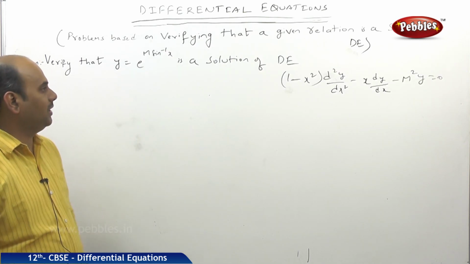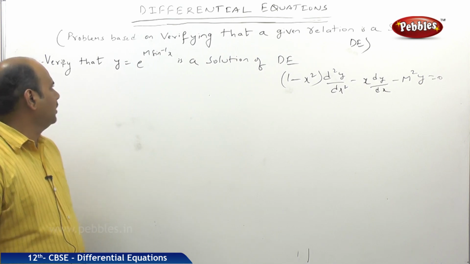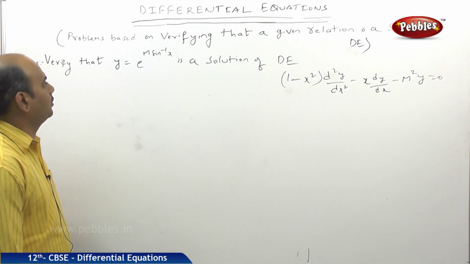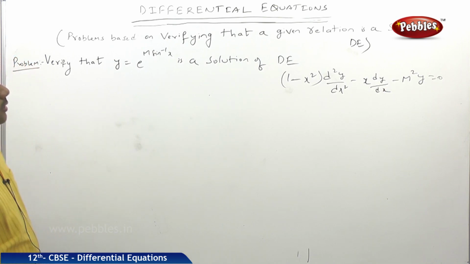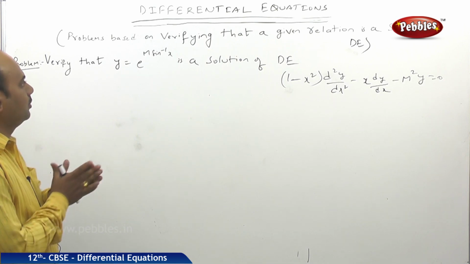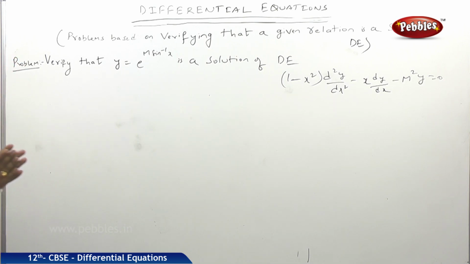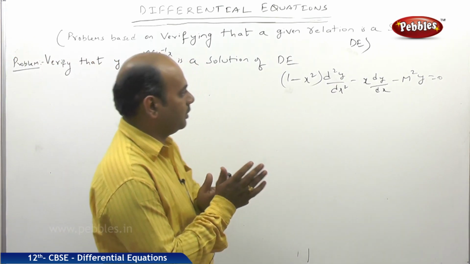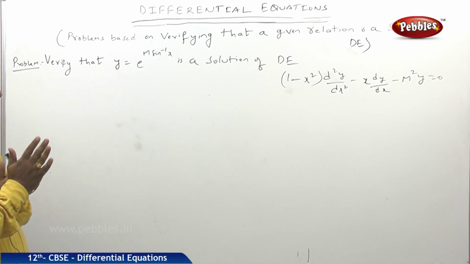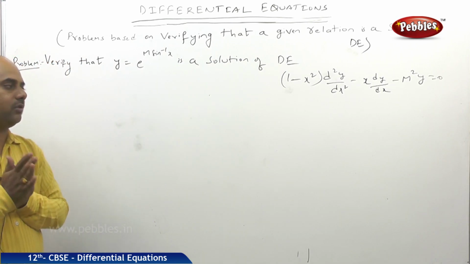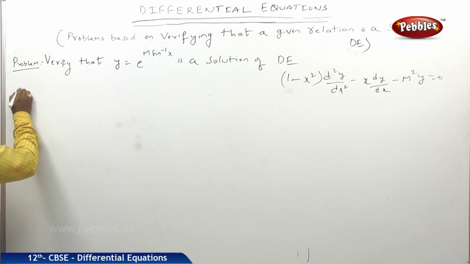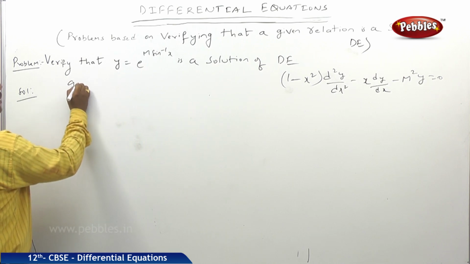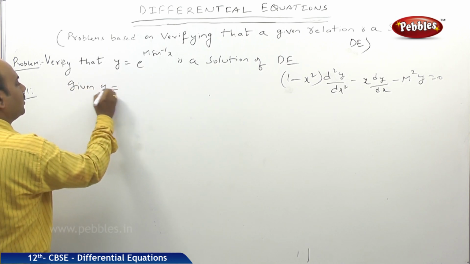Now we shall see the last problem of this particular pattern. Here some relation is given to you. It's an exponential relation in terms of an inverse trigonometric function. Y is equal to e power m into sine inverse x is a solution of the differential equation 1 minus x square into d square y by dx square minus x into dy by dx minus m square y equal to 0.